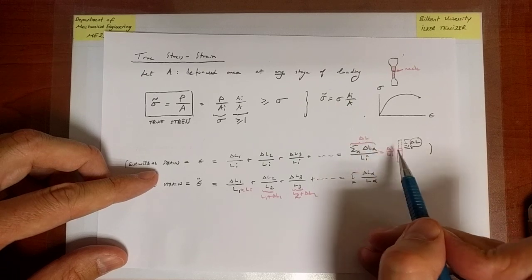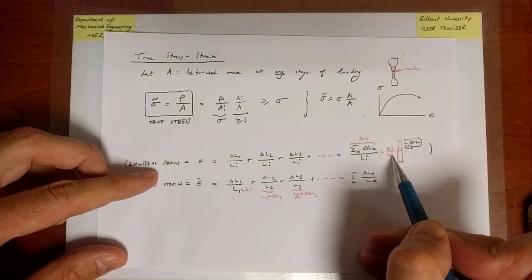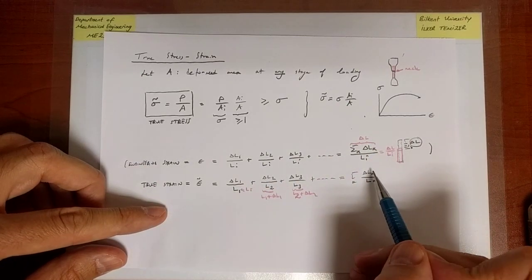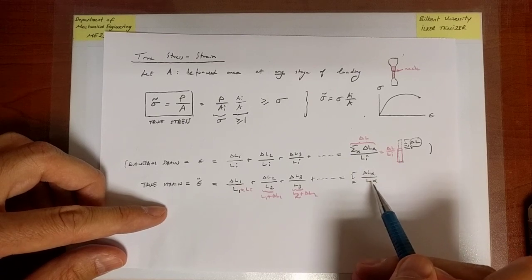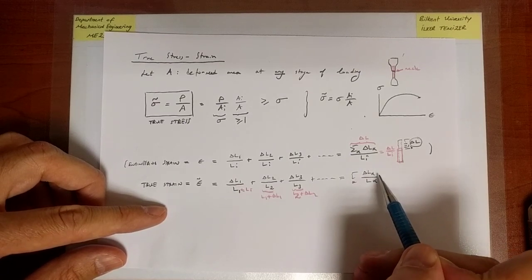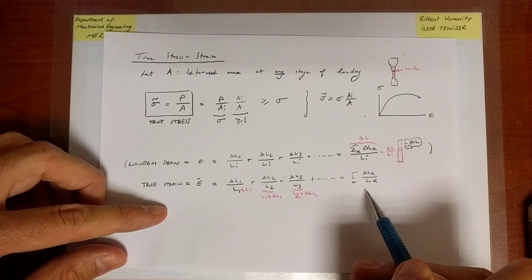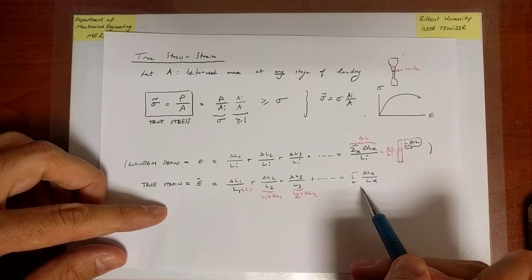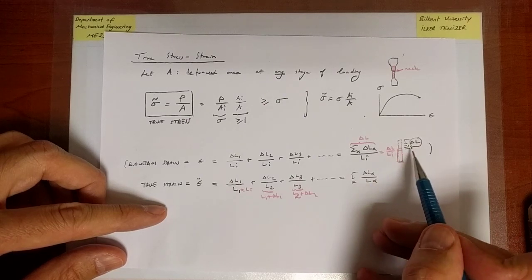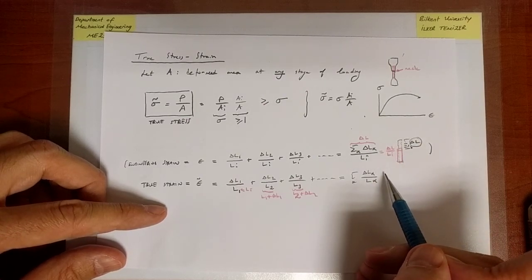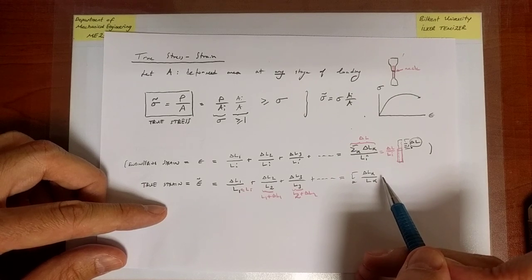The definition of engineering strain is delta L over the initial length. Now here, however, I have a sum of delta L alpha over L alpha. It seems that the value of this quantity will certainly depend on the number of steps I take. In other words, if I want to extend to an overall deformation of delta L, I can do this in 10 steps, 20 steps, 30 steps, 100 steps. Now the question is, how many steps shall I take?